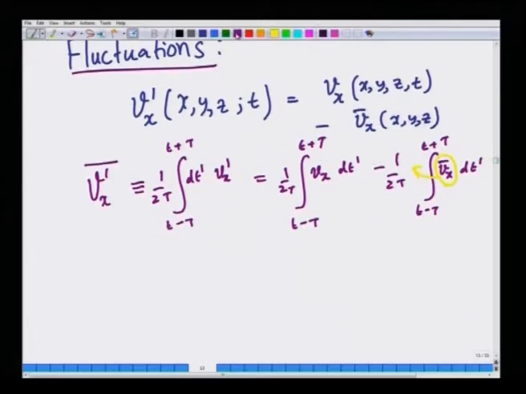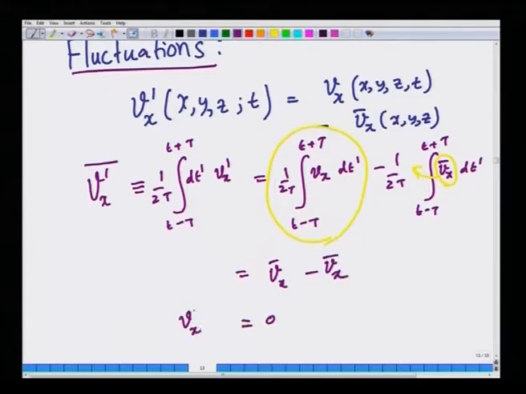So, the first thing will exactly give you v bar x, and the second thing will also give you v bar x, because once you pull it outside the integral, this becomes simply 2T divided by 2T. So, v bar x. So, this is 0.